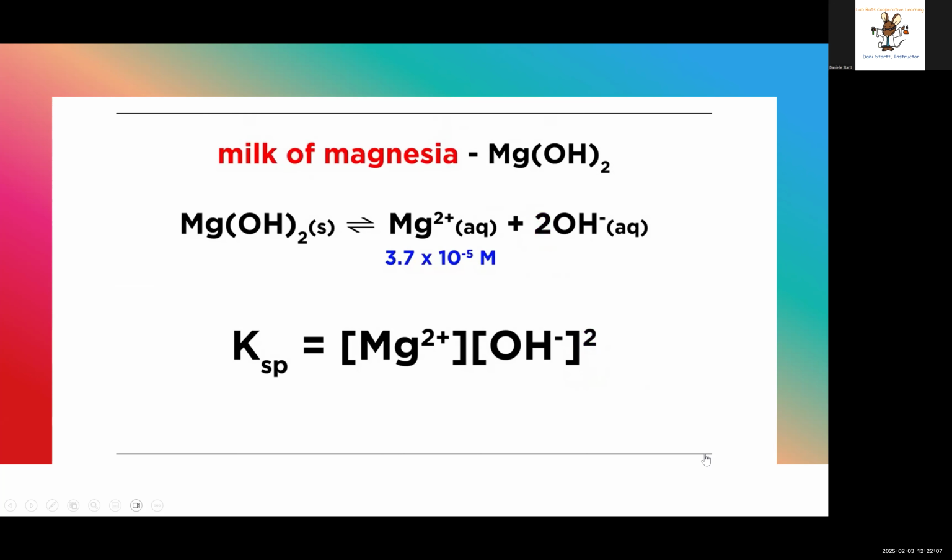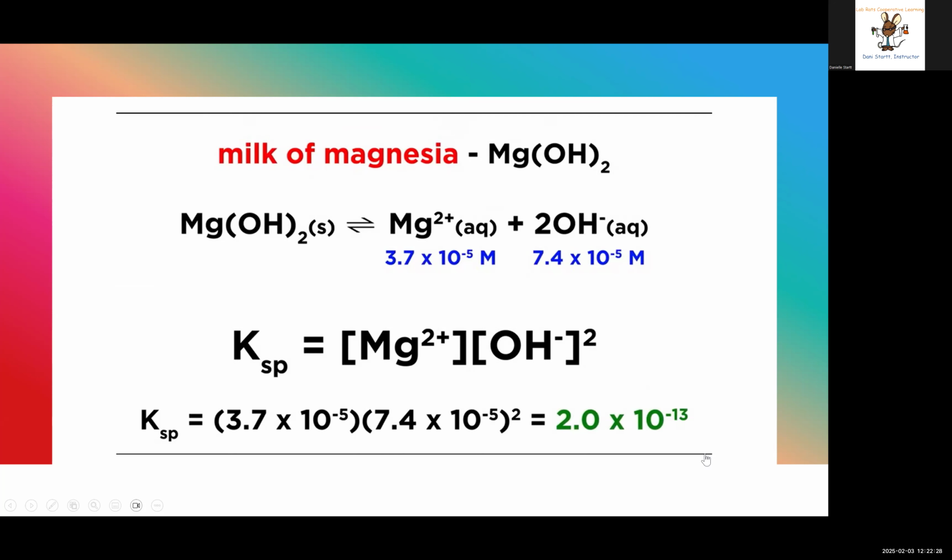Now, if this is the concentration of the magnesium ion, then the hydroxide ion concentration must be precisely double, since there are 2 hydroxide ions for every magnesium ion in this substance. So all we need to do is plug these 2 concentrations into the expression, evaluate, and we will get 2.0 times 10 to the negative 13 for KSP, which will be a unitless constant, just like other equilibrium constants.